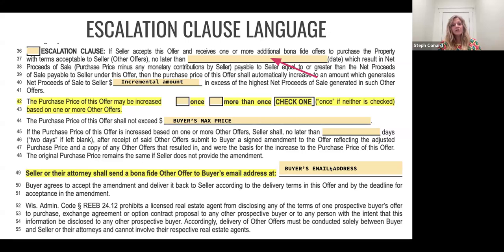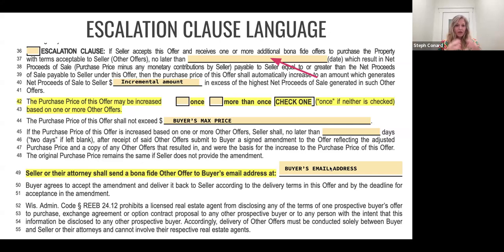And then the buyer agrees to accept the amendment and deliver it back to the seller according to the delivery terms in the offer and by the deadline for acceptance in this amendment. I love this because, again, it's all mapped out. That was something that when there was a difference of opinion, when there were just multiple versions of the escalation clause floating around, this was not mapped out.